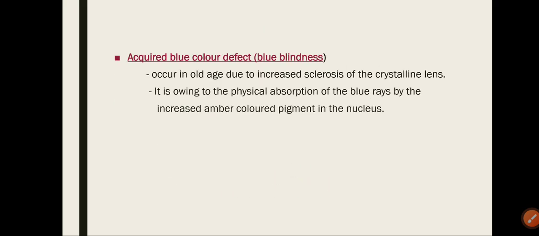Acquired blue color defect, or blue blindness, occurs in old age due to increased sclerosis of the crystalline lens. It is owing to the physical absorption of the blue rays by the increased amber color pigment in the nucleus.